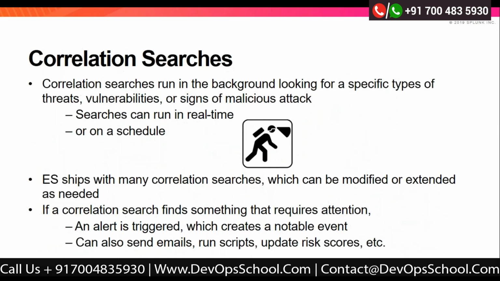Okay, now what are correlation searches? Correlation searches run in the background. They will be looking for a specific type of threat, vulnerability, or sign of an attack. And these searches can be either real-time or they can be scheduled. Enterprise Security comes with loads of correlation searches, but by default, all of these are disabled. So you have to enable these searches as per the requirement or as per the use case that you want to do. And if any of these correlation searches find something that requires our attention, then it will trigger an alert, and that will create a notable event.